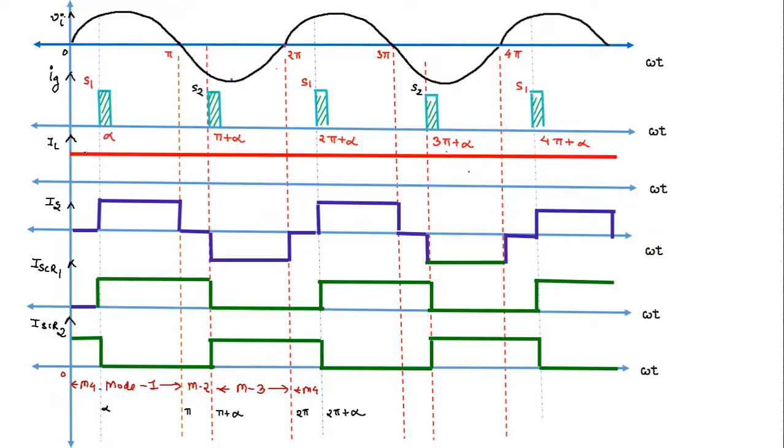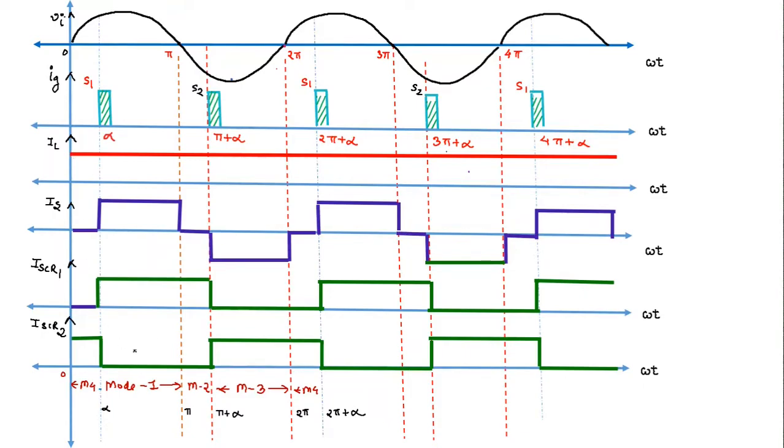Now we will understand the output waveforms of the symmetrical configuration of the semi converter. This is the AC input signal, which is a sinusoidal waveform. It is represented by Vi, and this is the gate pulse which we are giving to the SCR1 and SCR2. As we have considered the load current to be continuous and ripple free, we are representing this with a horizontal line as shown here.